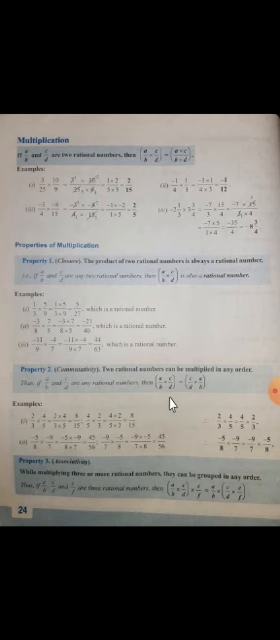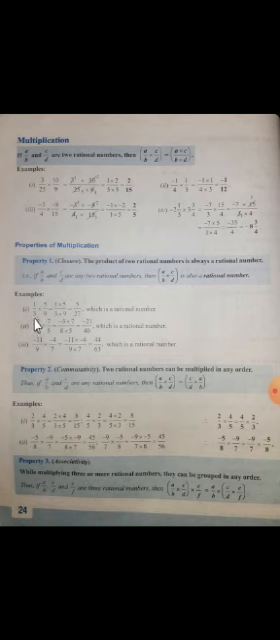First property is the closure property. Properties of multiplication: first property is the closure property. What is a closure property? Earlier I have said, again I am saying, that if we multiply two rational numbers and their product comes out as a rational number, then this property of rational numbers is known as the closure property. अगर दो रैशनल नंबर को हम लोग मल्टीप्लाई करें और उसका रिजल्ट, उसका प्रोडक्ट रैशनल नंबर ही आए, so that is called a closure property.